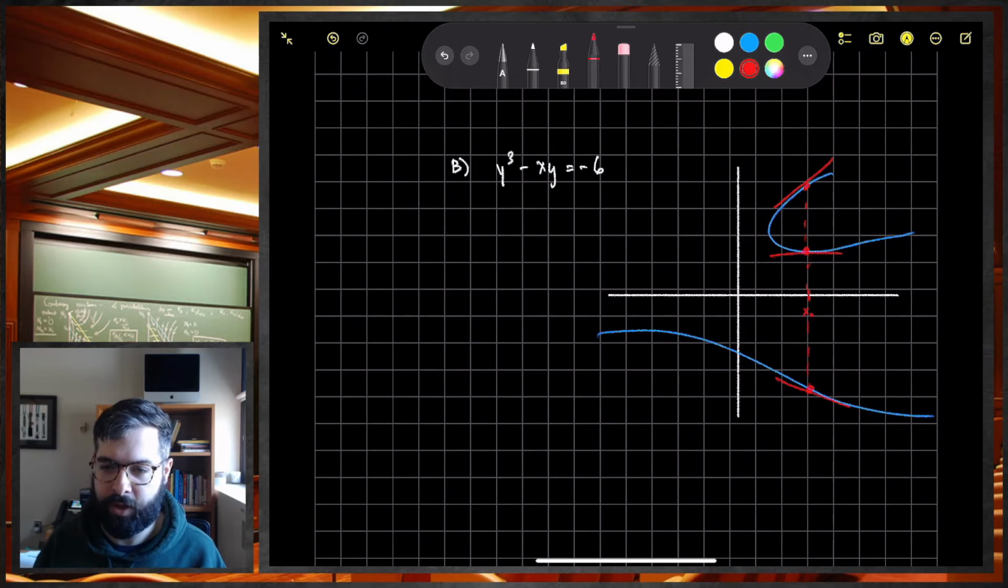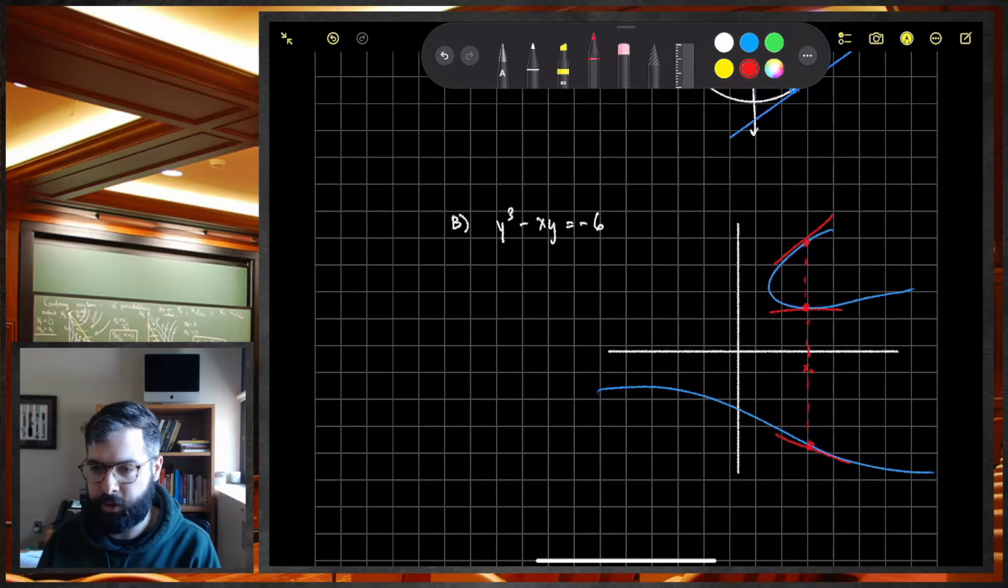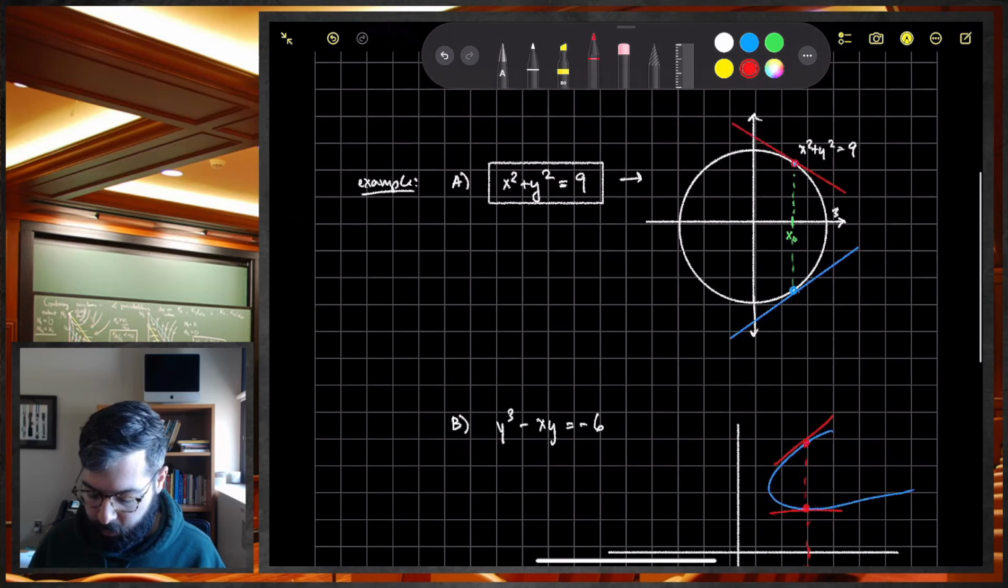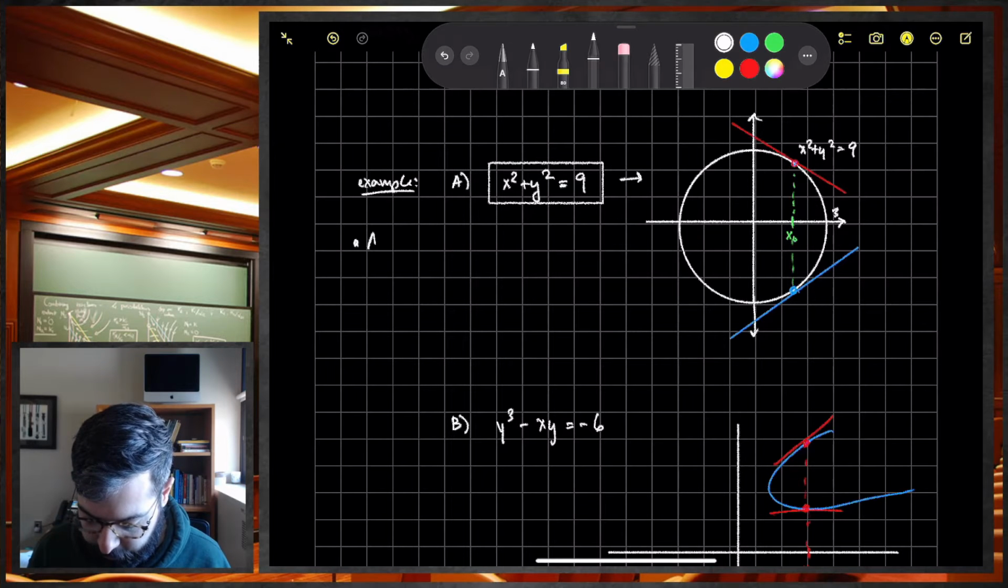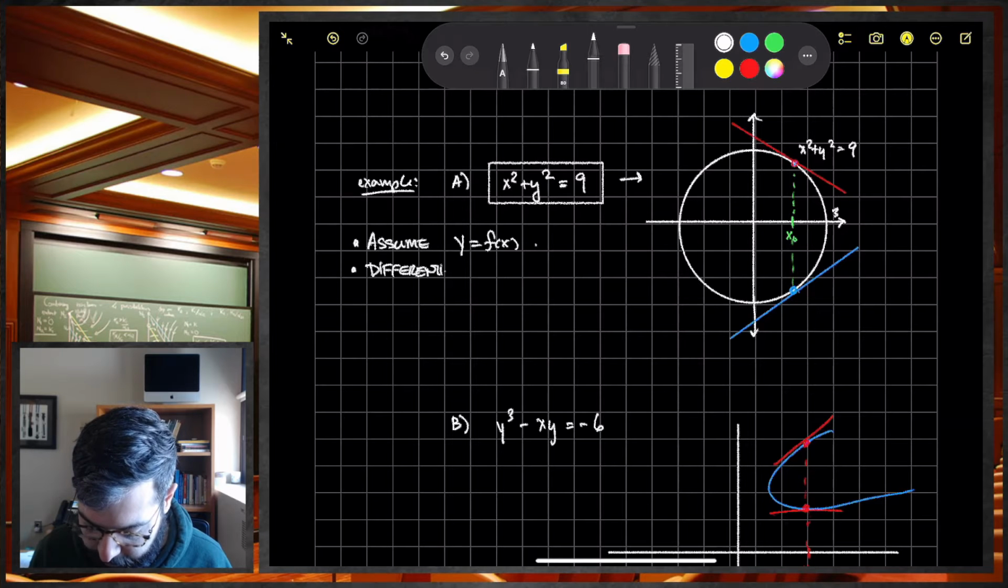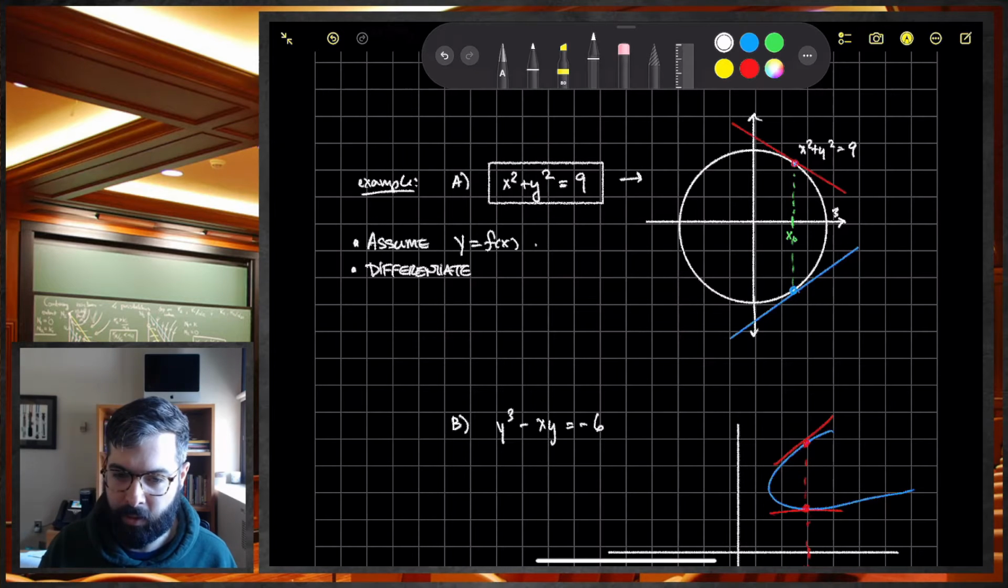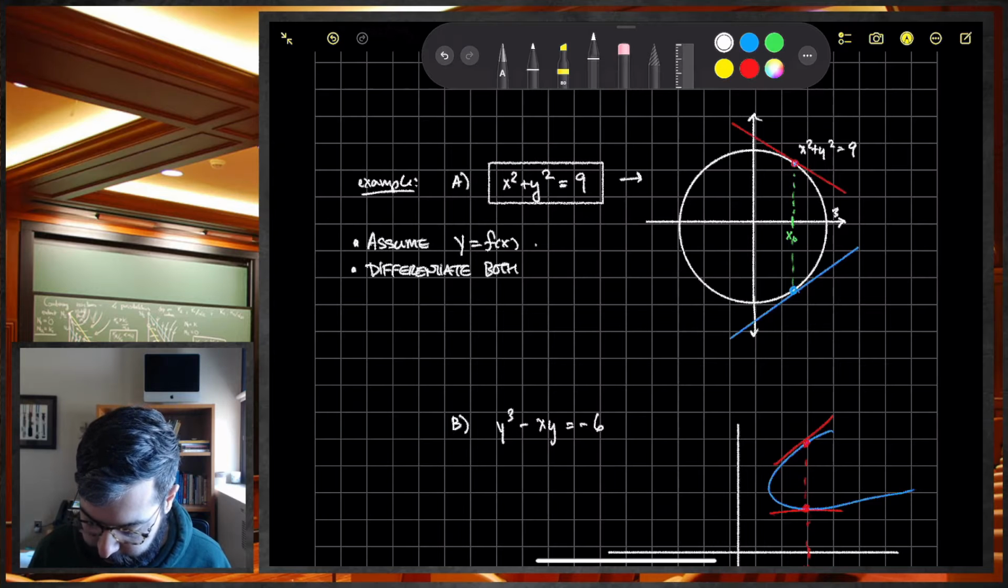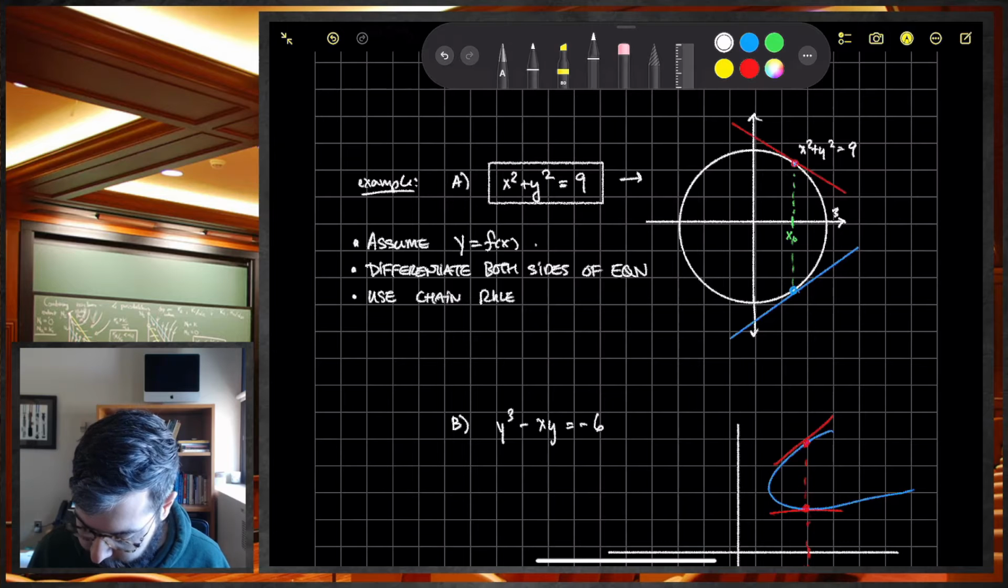But we need to be able to differentiate these things because finding the slope at these points shouldn't be a problem. So what we do, again, like I said, is we use the chain rule. So these are the key points here. Assume y is a function of x. Differentiate the entire equation as if you were applying an operator, which you really are. Differentiate both sides of the equation and use the chain rule on y.